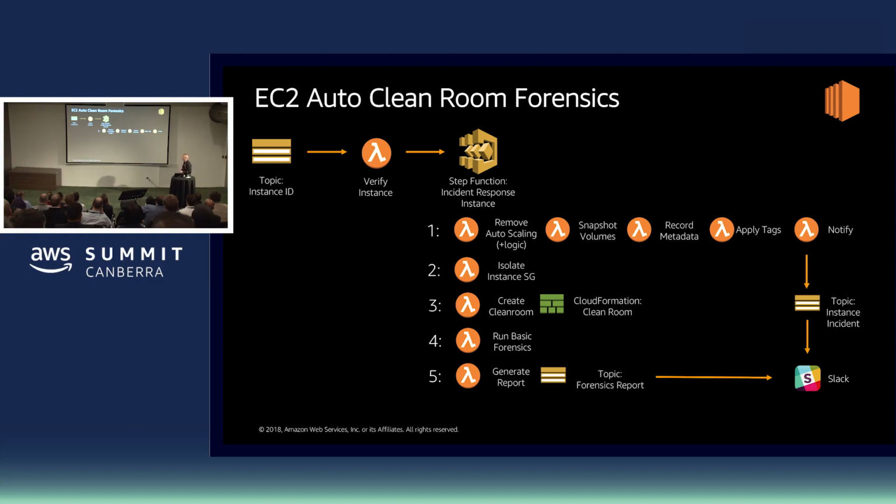We're also going to then record all the EC2 metadata. So what was the launch time, what AMI was it launched from, all the data surrounding that instance, IP addresses. We're going to apply tagging to say that it's under investigation. And then finally, we're going to notify through Slack, through SNS. Of course, you can plug in your own notification APIs in there, that this instance has been isolated. We've had a security event. It's under investigation.